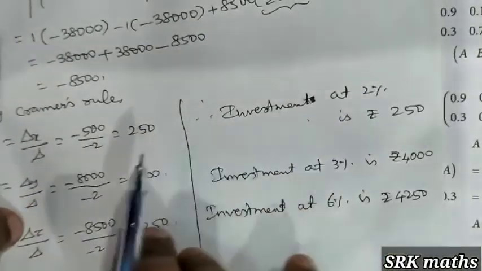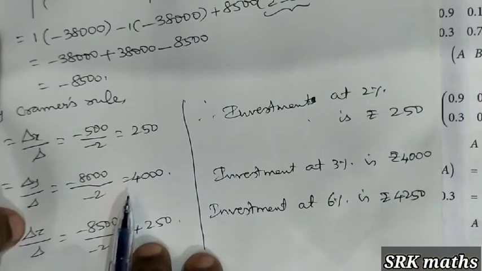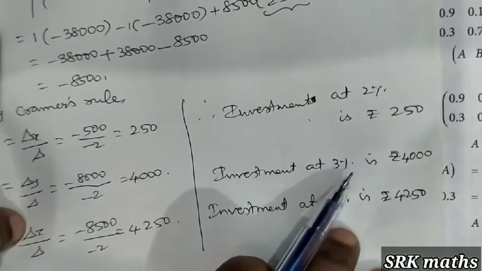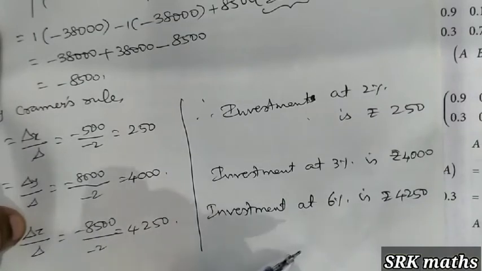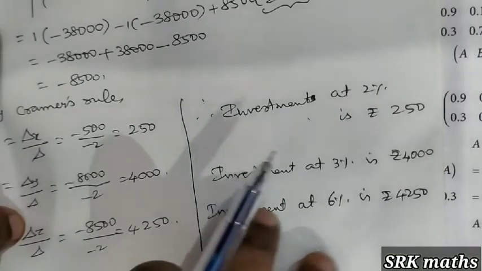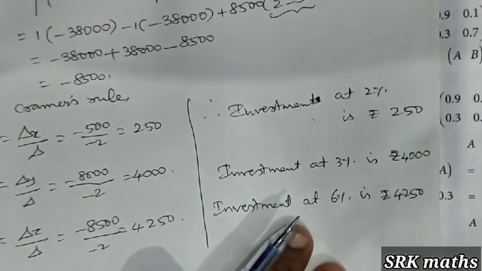Investment at 2% is the x value, rupees 250. Investment at 3% is the y value, rupees 4,000. Investment at 6% is rupees 4,250. This is the z value, right? You must write the respective values correctly along with the units, children. Is it clear, ma?